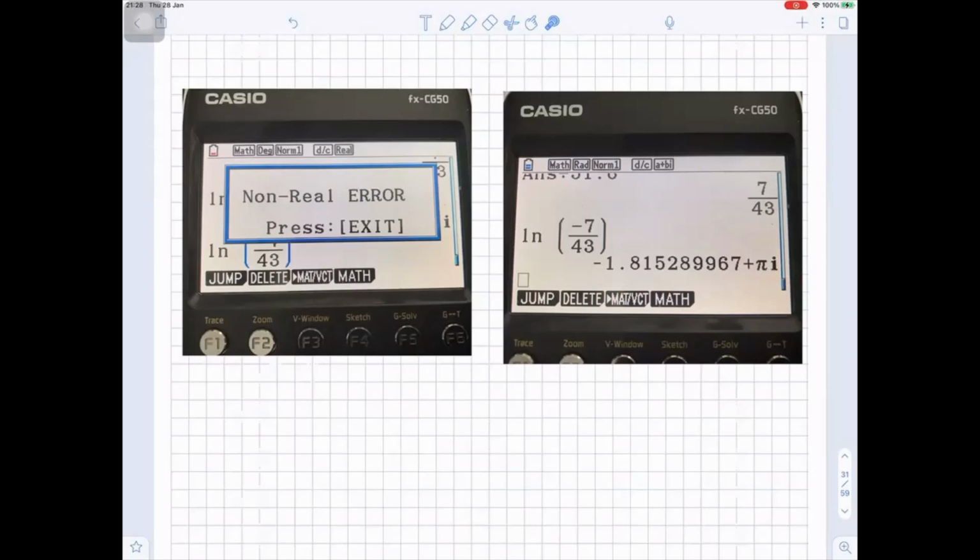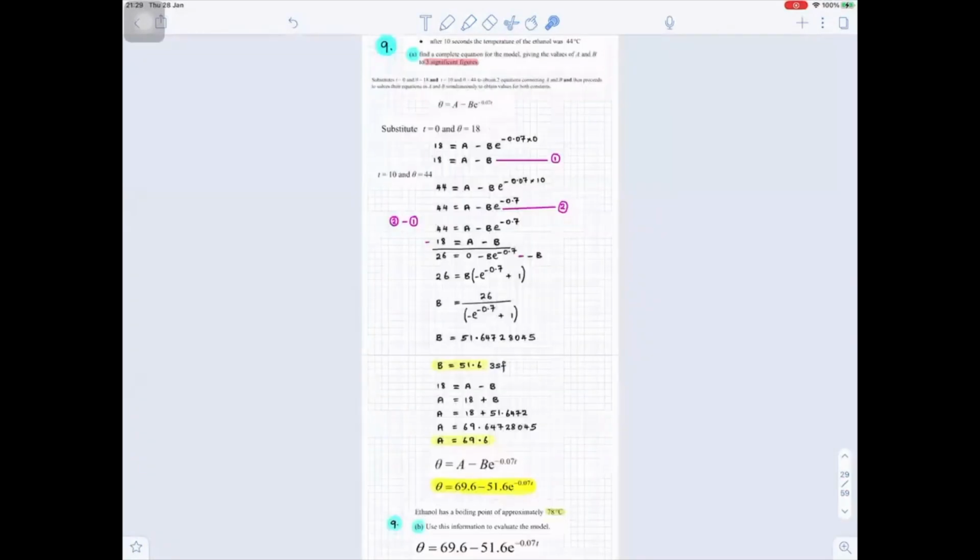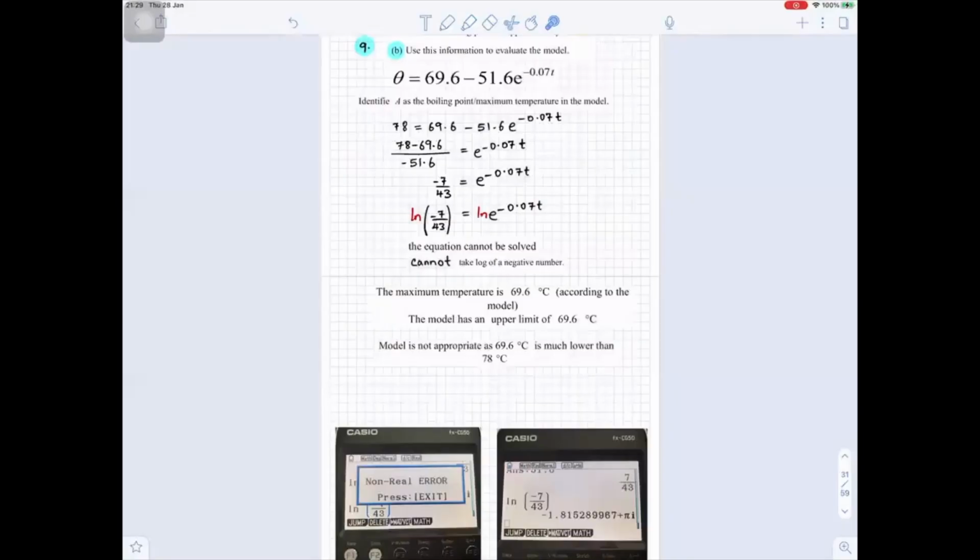If it is in complex mode, you will get an answer of the form a plus bi. If it is in real mode, it's a non-real error and you wouldn't get an answer. That's your answer for question 9 part a and the answer for question 9 part b.